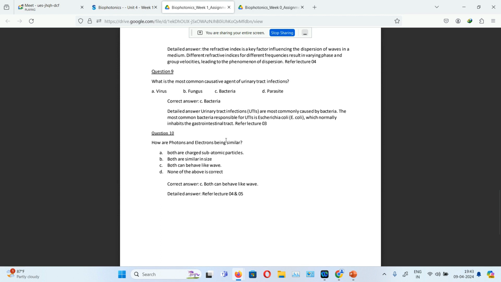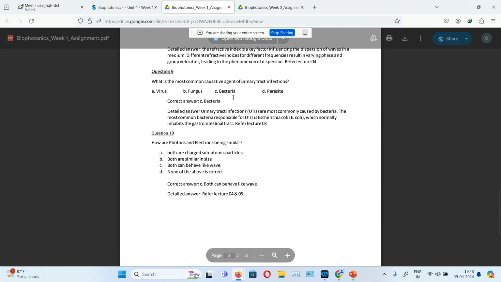The question: what is the most common causative agent for urinary tract infection? This is a direct answer, and we discussed it in the class. This is E. coli, and that's a bacteria species.